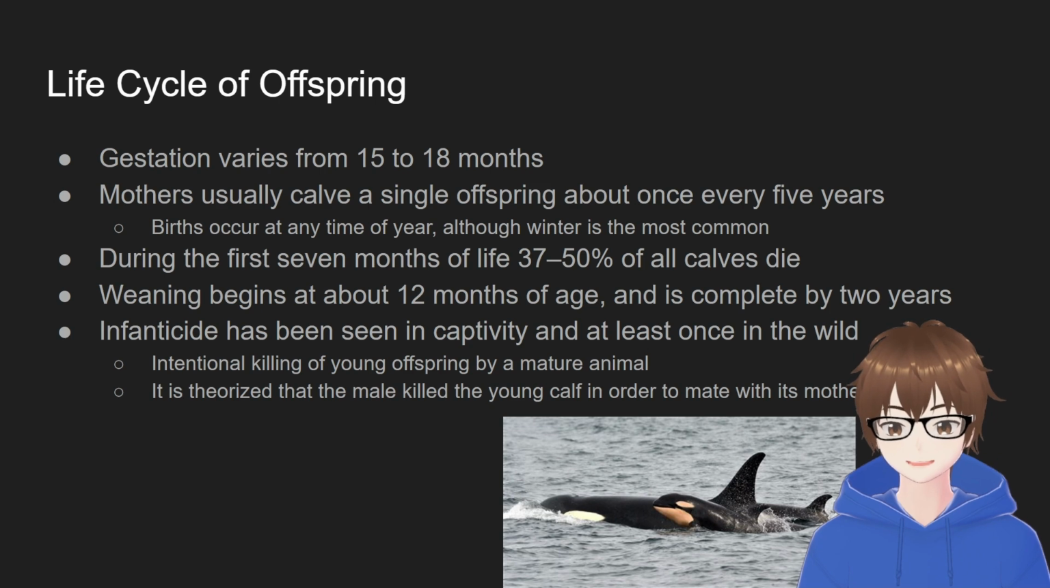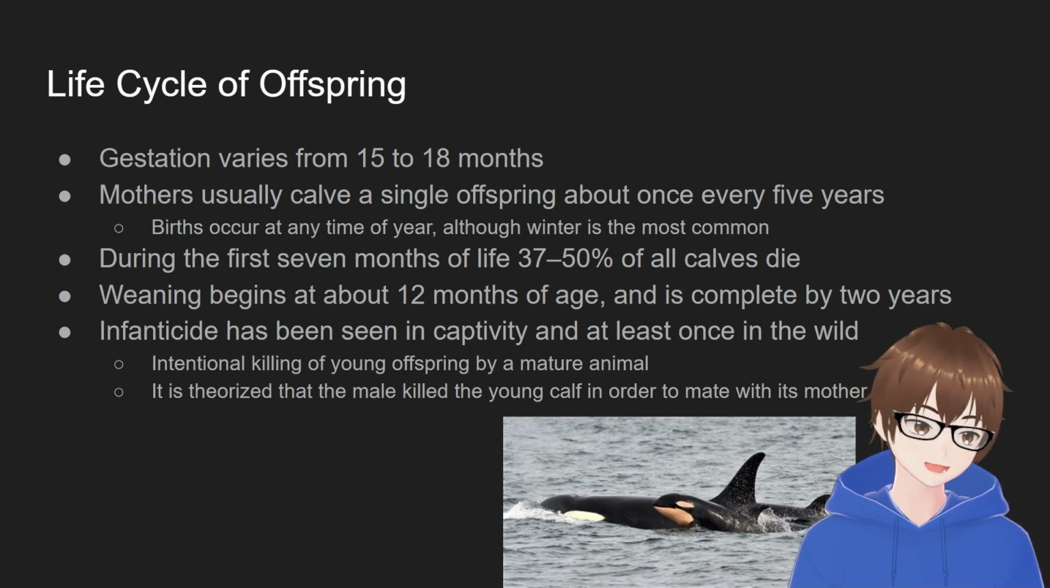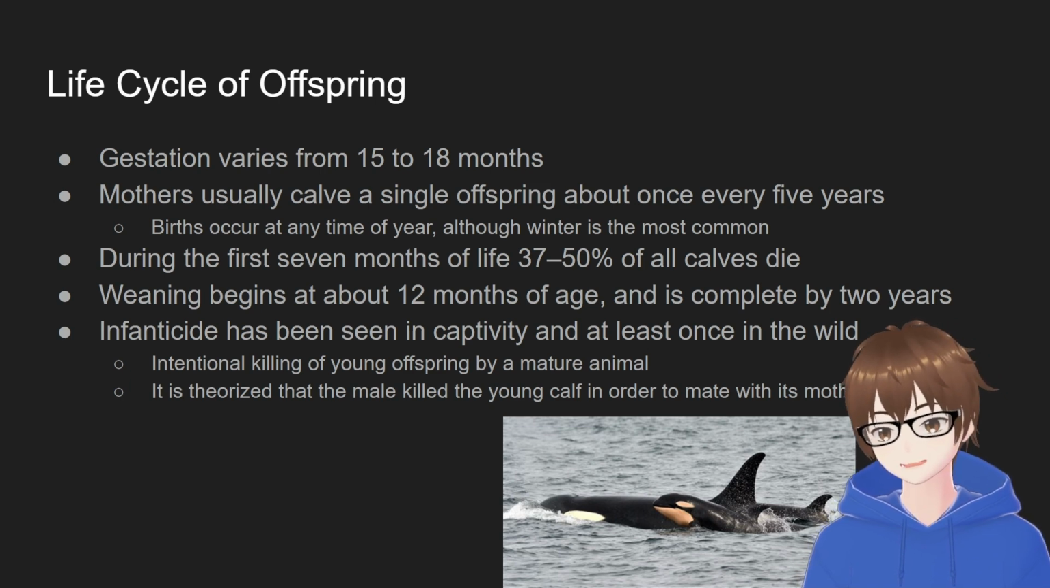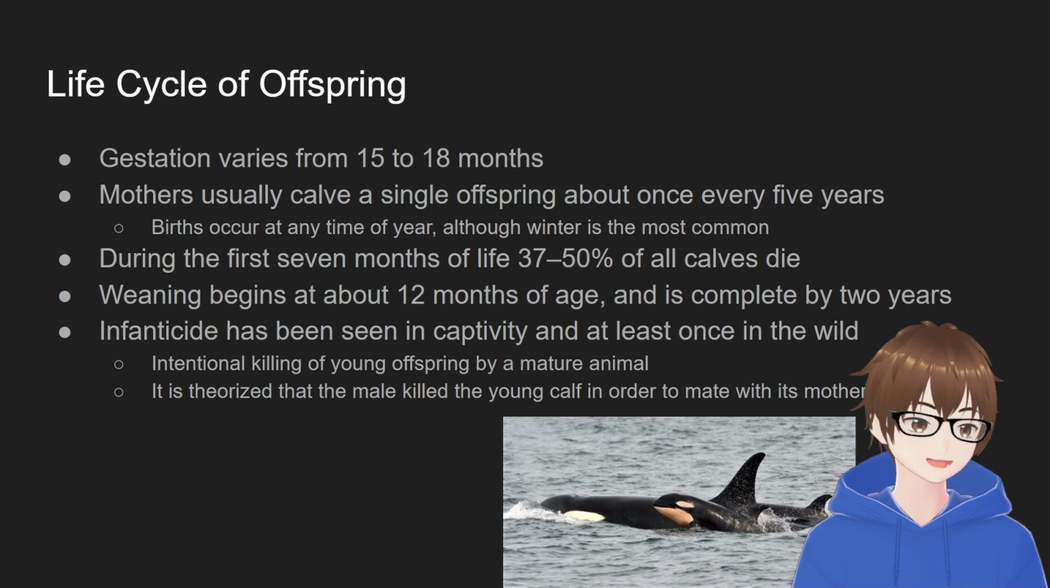Weaning begins at around 12 months of age and is complete by 2 years. And then, this is a little sad, but infanticide has been seen in captivity and at least once in the wild, which is the intentional killing of a young offspring by a mature animal. It's theorized that the male killed the young calf in order to mate with its mother, which is seen in a lot of different species around the world, so that's probably the most reliable answer. And then I have a picture of a female orca with her newborn calf, and you can still see the orange-yellow coloration on its white.